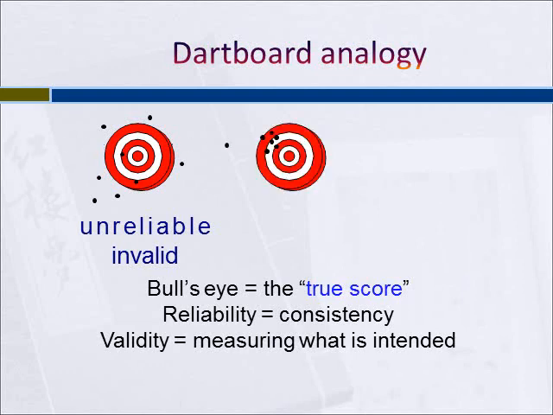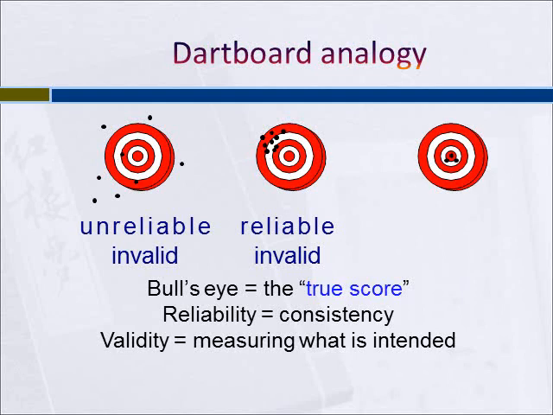Okay? Let's look at another one. So we have all of our scores, or our darts, or whatever you want to think of it as, clustered in one area. Okay? But nonetheless, the darts are not near the true score. They're not near the bullseye. So this is a reliable measure, but it's not valid.